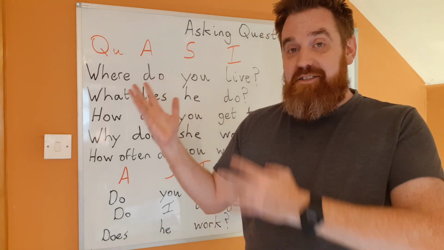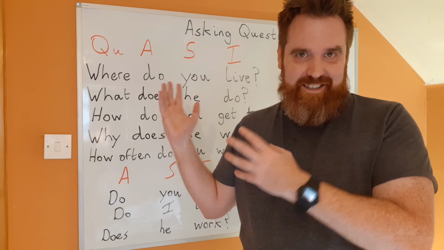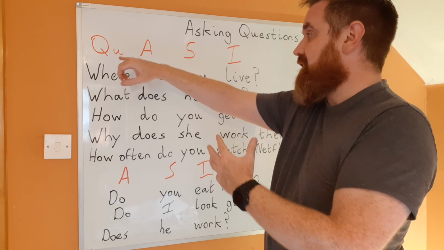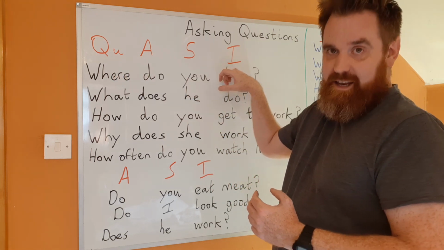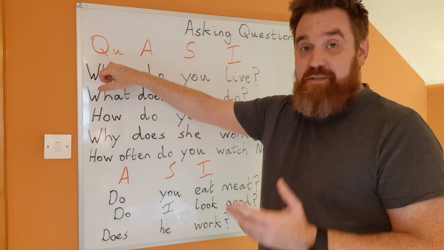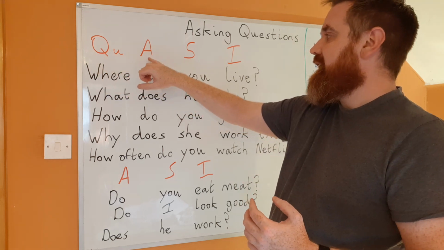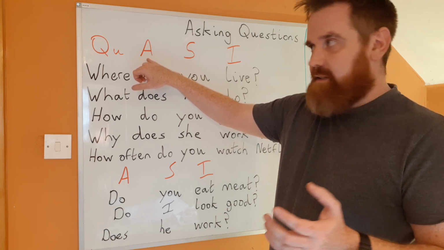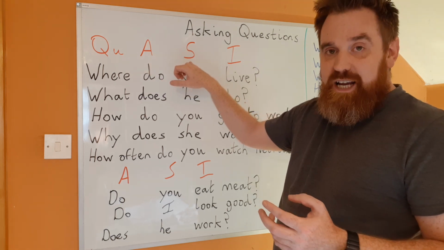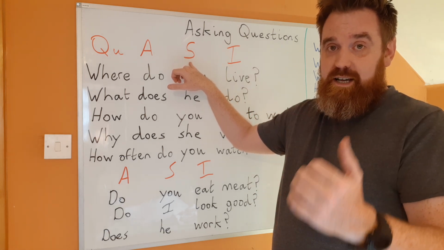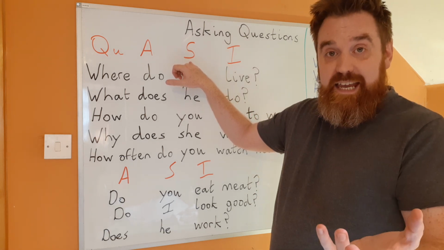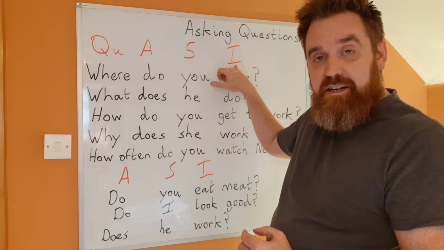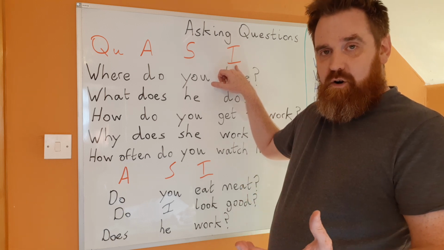So let's take a look at these ways that you can make questions. I call this QUASI. Q-U-A-S-I. So the Q-U is for a question word. A is for auxiliary. Do or does. Subject is I, you, he, she, they, it. And then I is for the infinitive of the verb, which would be the base form of the verb.